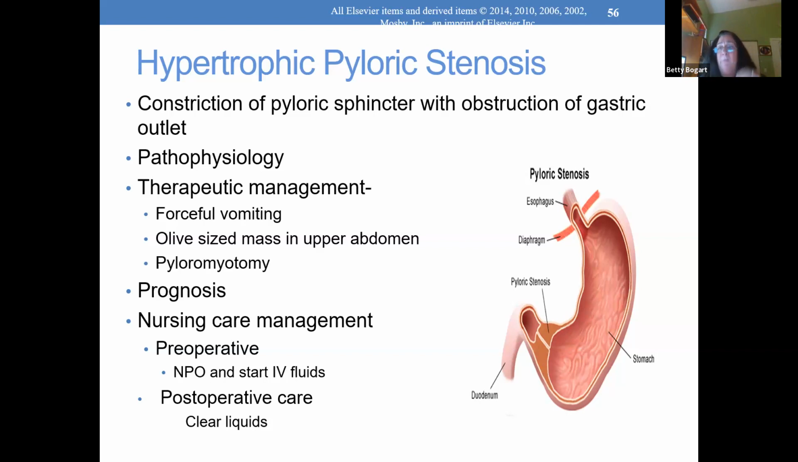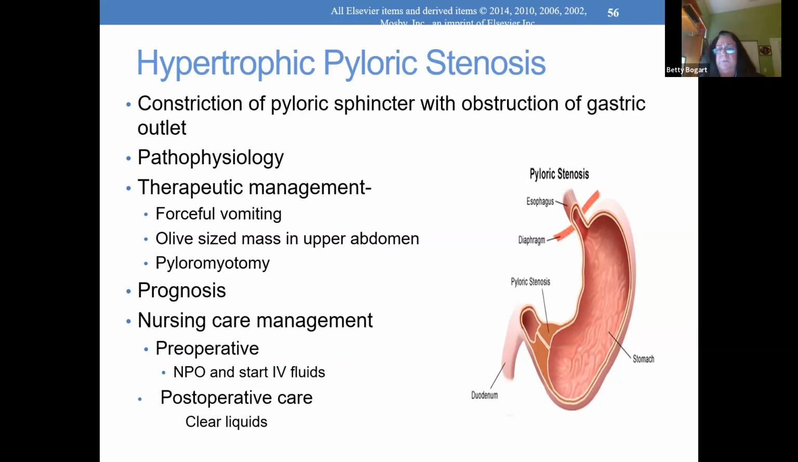It is that remarkable. So if I hear it's going like that, I'm going to take my hand and put it underneath the rib cage in the center or a little bit to the right. And I'm going to feel like a little marble, a little olive. You can actually feel the hypertrophy of that pyloric sphincter.